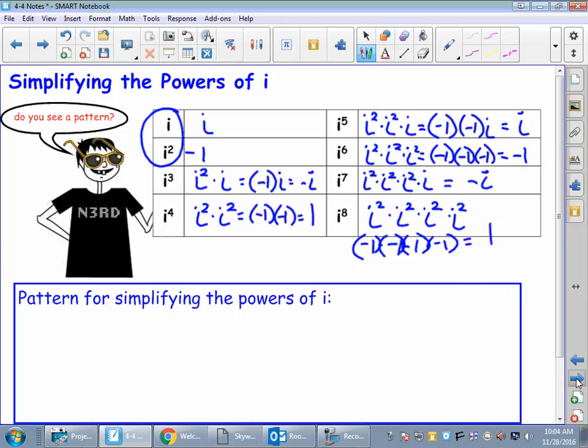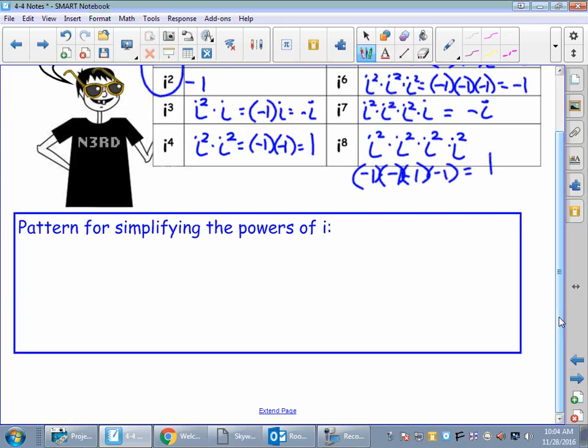So it repeats like that. It goes i, negative 1, negative i, 1. i, negative 1, negative i, 1. It's not the best pattern. It doesn't really flow very nicely. And if you're looking for a power of i up in the 300s, say, if I want to know what i to the 317th power is, I really don't want to have to repeat that whole sequence of i, negative 1, negative i, or whatever it may be. That would get a little redundant. So we're going to look for a pattern instead.